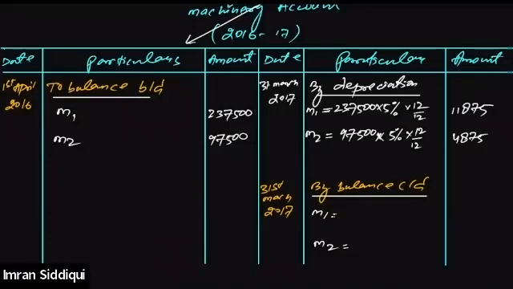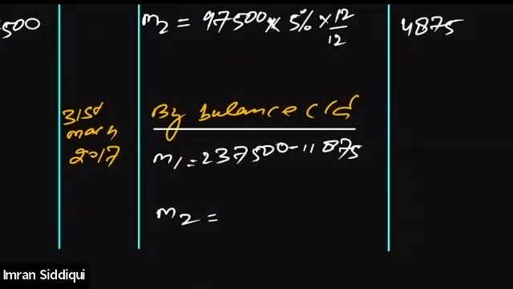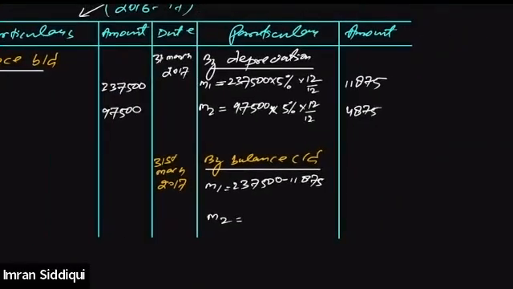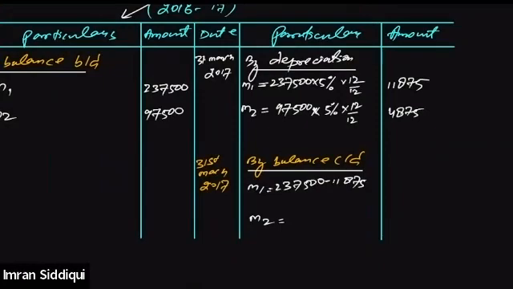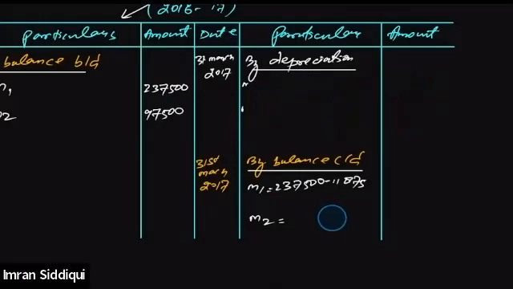All right. Now we'll write down the balancing figure of machine 1 and machine 2. So this will be 2,37,500 minus 11,875. Just a minute. We need to apply the straight line method, na? So why am I calculating depreciation on the written down value? I'm sorry, everyone.